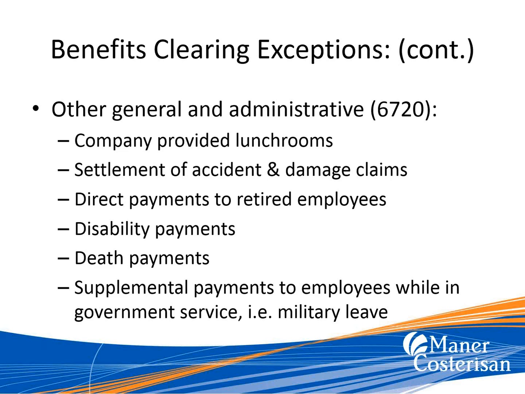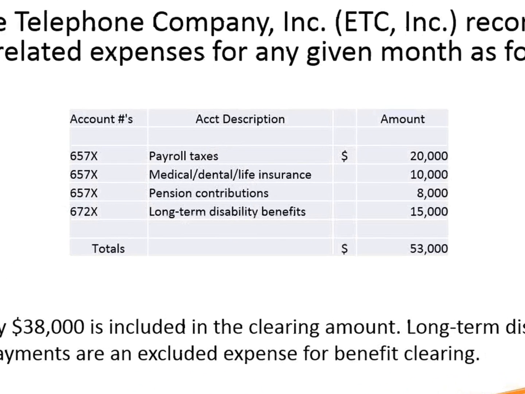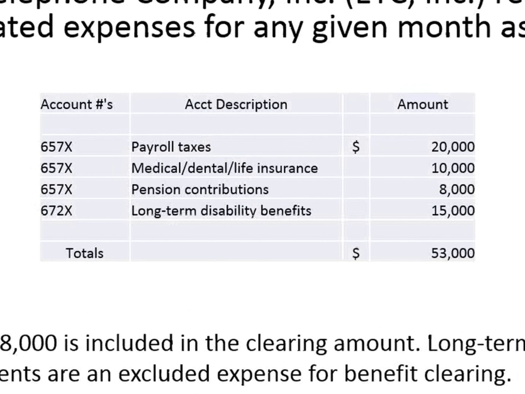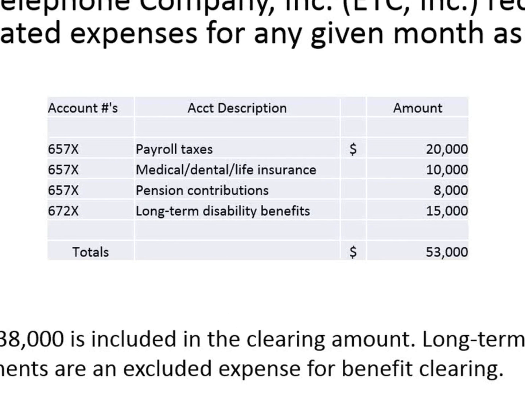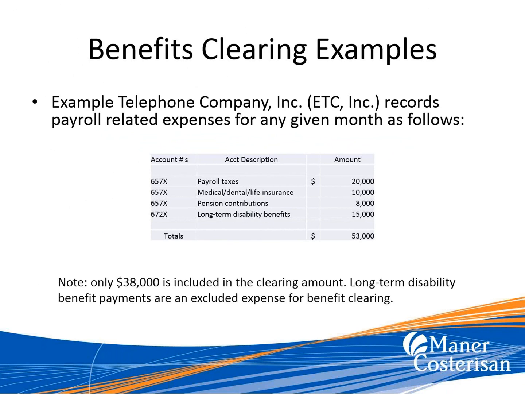Here we have Example Telephone Company, Inc., or ETC, Inc. They record their payroll-related expenses for any given month as follows. We have the accounts for payroll taxes, medical, dental, life insurance policy payments, pension contributions, long-term disability benefits. As such, $20,000 for payroll taxes, medical, dental, $10,000, pension contributions at $8,000, long-term disability benefits at $15,000, which totals $53,000. Now, again, noting that only $38,000 is included in the clearing amount. Long-term disability benefit payments are excluded expense for benefit clearing.